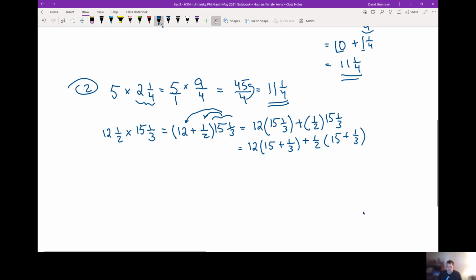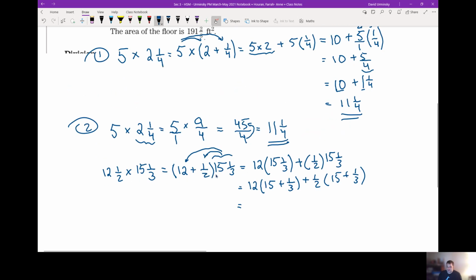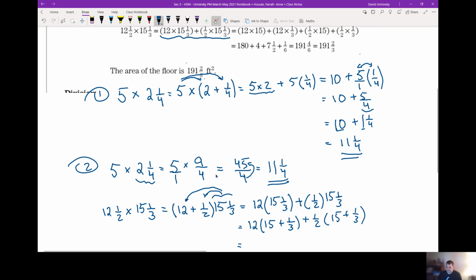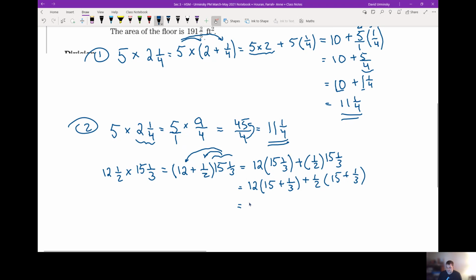All right, you can see this is getting messy. So let's do the multiplication. 12 times 15 looks like it's 180. So we have 180 when we do the distributive property, and then 12 times a third is 4.